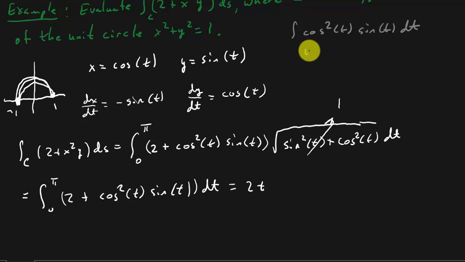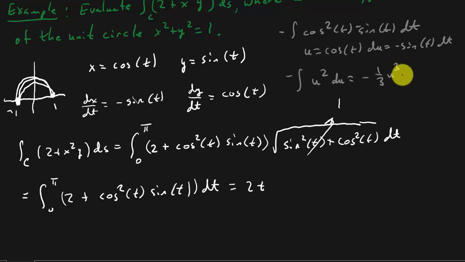So this would be u substitution. You would let u equal cosine t, and then du is negative sine t dt. So we need a negative here because we got a negative sine t dt, so that means we'd have to multiply by a negative out there. And then we make our substitution, negative integral of u squared du, which would be negative 1/3 u cubed plus c. Obviously we're not going to put the c because we've got bounds on our integral. And so this would be negative 1/3 cosine cubed t plus c.